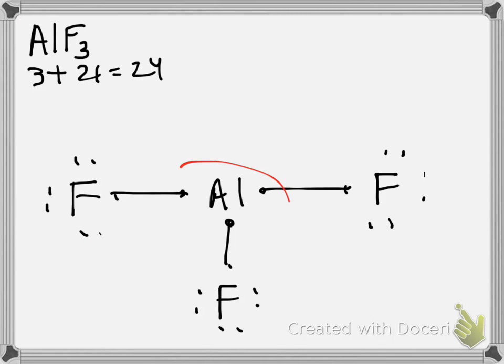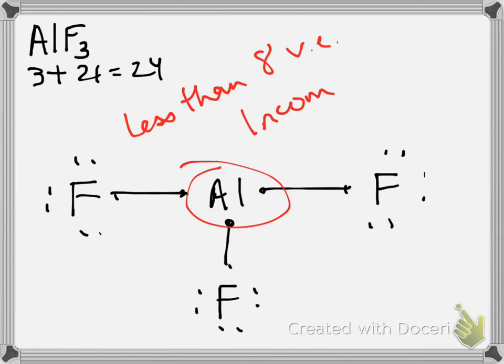When the center atom has less than 8 valence electrons, this is what's called an incomplete octet. Okay, that's the name for it. And this happens when you have a compound that's ionic, usually it has a group 1 metal, a group 2 metal, or a group 13 metal in it. Because they only have 1, 2, and 3 valence electrons, meaning they can only have 1, 2, or 3 bonds.